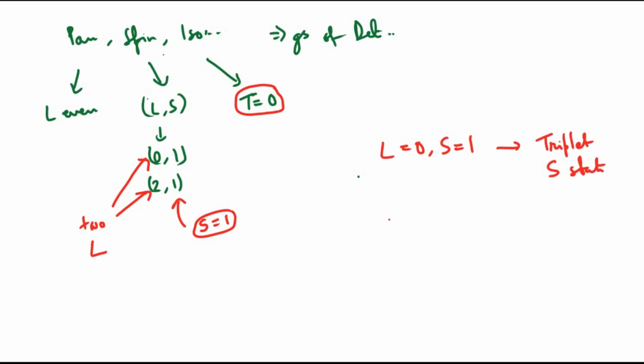Whereas the other one, which is L equal to 2 and S equal to 1, we call this triplet D state. So this we denote as 3S1, and this we denote as 3D1.